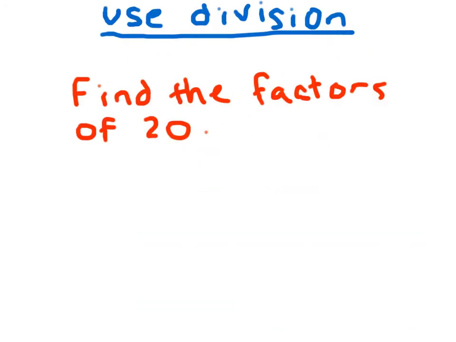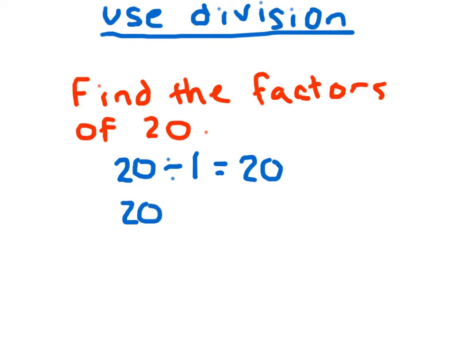Another strategy and approach is to use division, because that's the inverse operation of multiplication, and so it makes sense that we can use division to find factors as well. And I've been mentioning a bunch of division and divisibility rules. So to think, 20, we start with 1. 20 divided by 1 is 20. Is 20 divisible by 2? Yeah, it is, because it's an even number. 20 divided by 2 is 10.